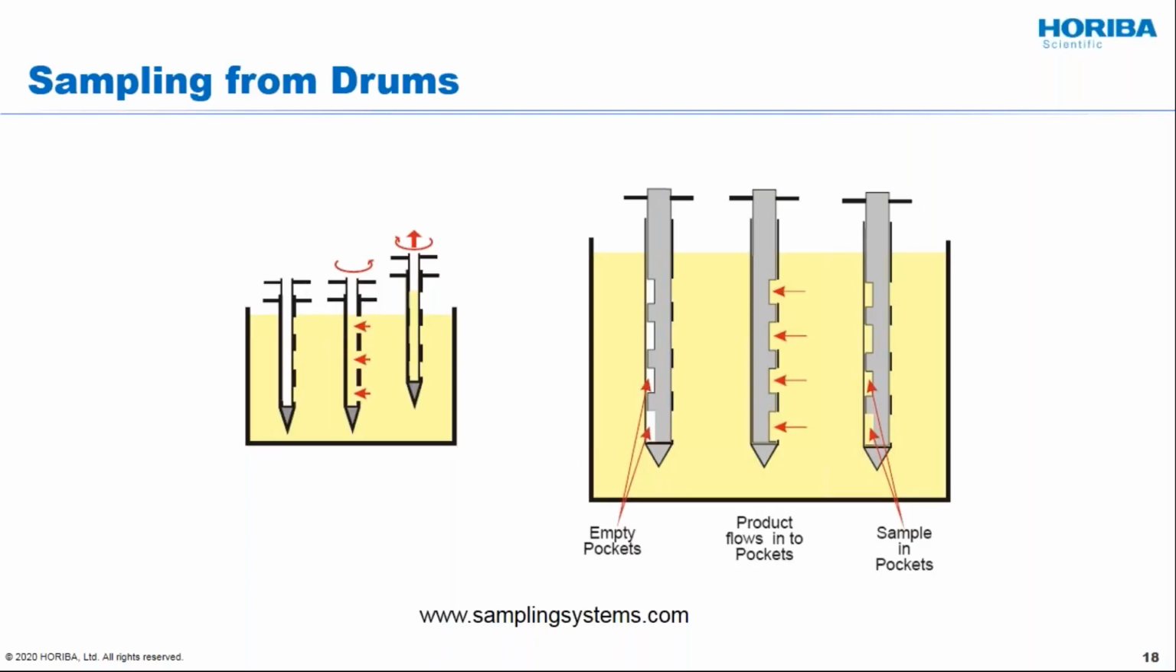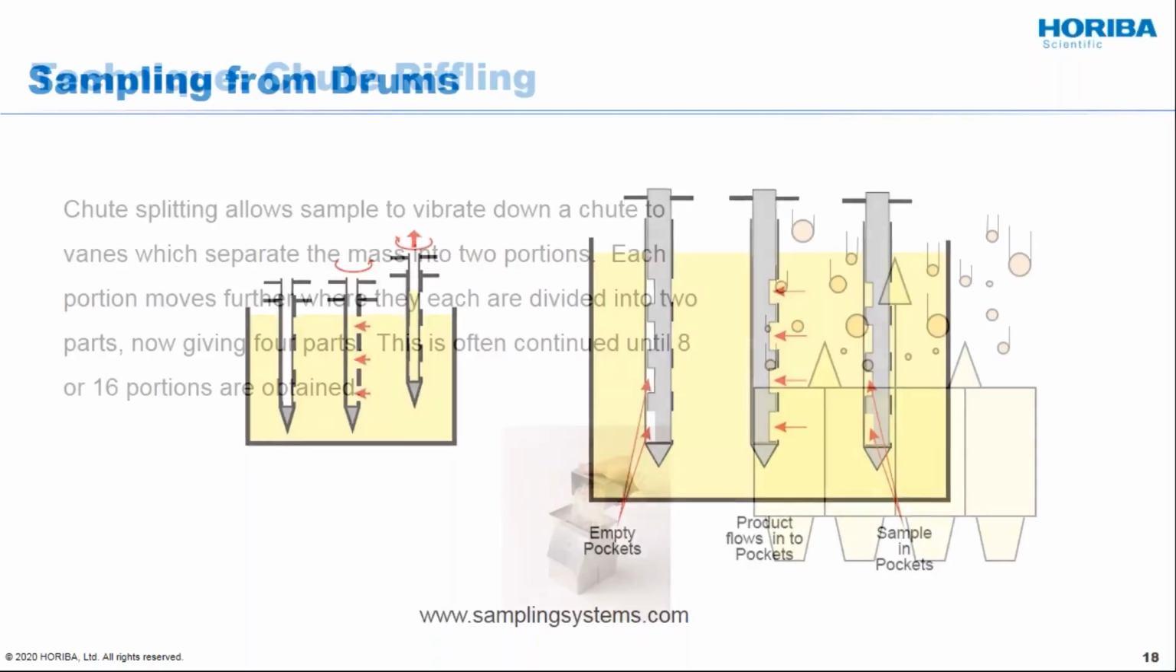You're going to open up your sampler. Particles are going to run in. You're going to close the sampler, pull it out, and put it in a separate, new beaker. Do this a number of times, and this way you should end up with a representative sample of what was in that drum. So again, something that people very often don't think about. You open up the lid of the drum and you scoop something out and you say, here's my sample. That can be very, very dangerous.